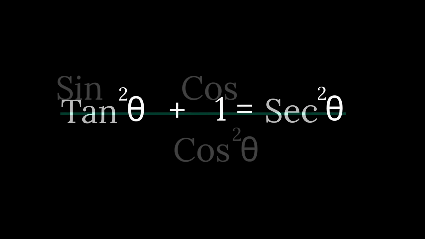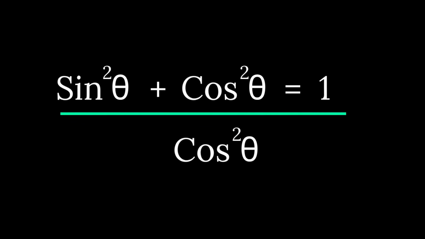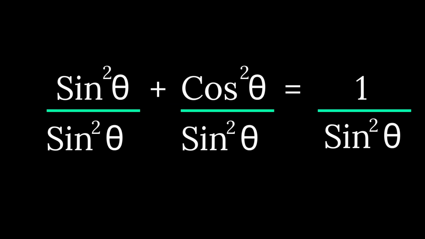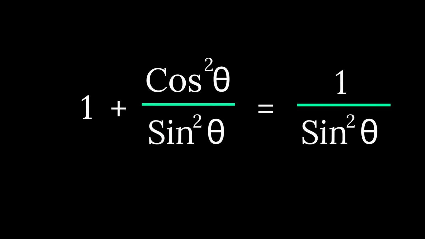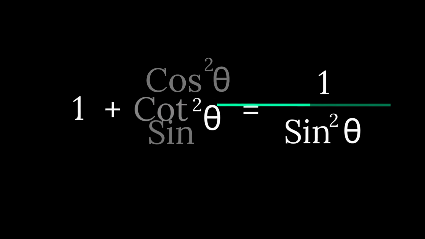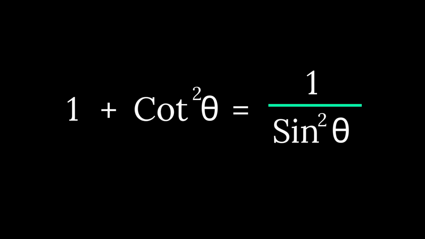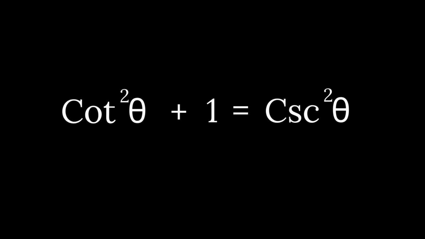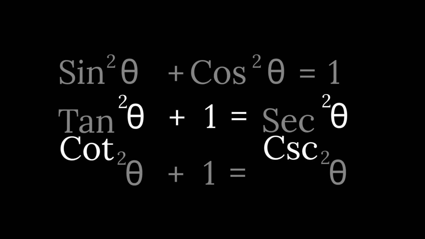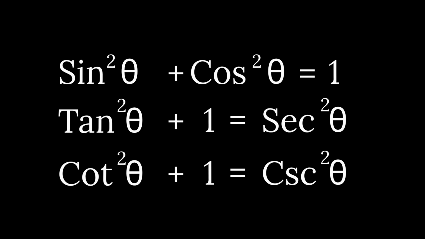Now, instead of dividing the first identity by cosine squared theta, let's divide by sine squared theta. Again, sine squared theta over sine squared theta is simply 1, and cosine squared theta over sine squared theta is the reciprocal of tangent squared. So this value right here is defined as cotangent squared theta. On the right-hand side, 1 over sine squared theta is defined as cosecant squared theta. And with that, we have 3 of our identities derived.